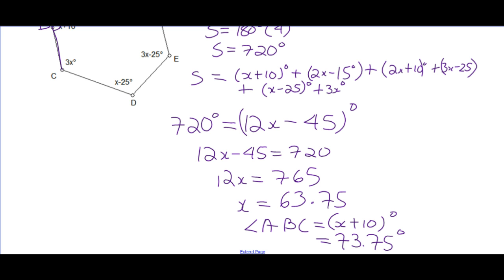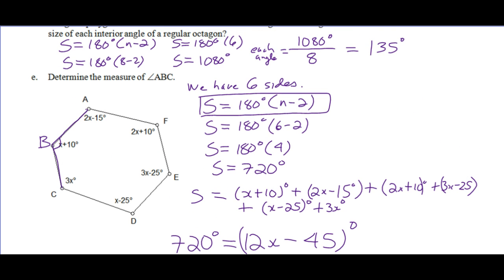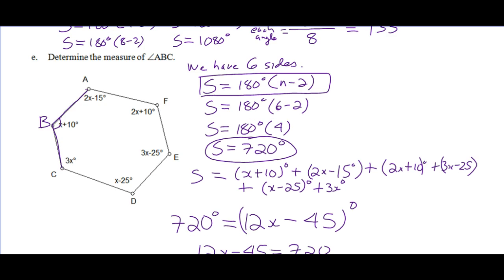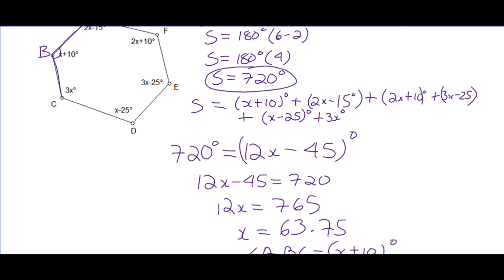Okay, so that's it. You know, it looks like a whole big bunch of stuff, but not really, right? It's just a concept of, I have a 6-sided figure that has the sum of the inner triangles being 720. I have an expression for the sum of those inner triangles, right? You can use your calculator, right? Adding x's, just go 1 plus 2 plus 2 plus 3 plus 1 plus 3. And when you're adding up the numbers, just 10 minus 15 plus 10 minus 25 minus 25. Hit enter. You got 12x minus 45.